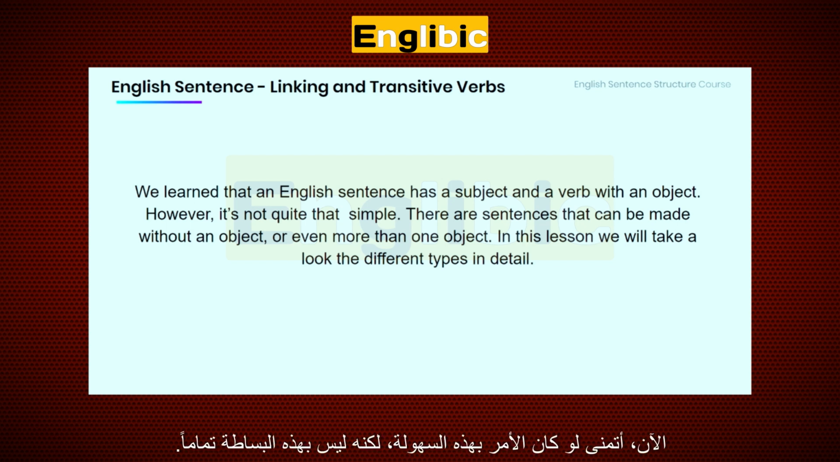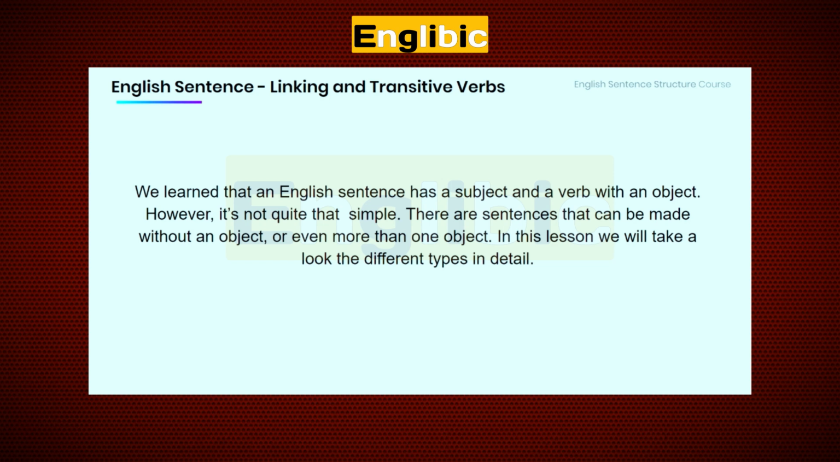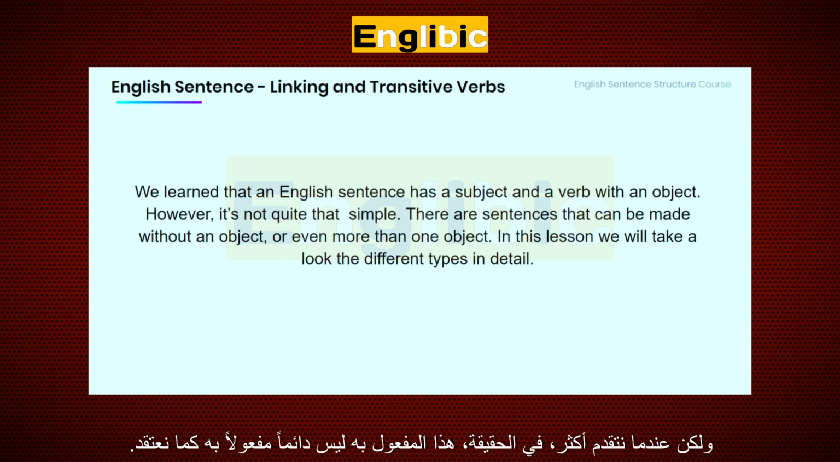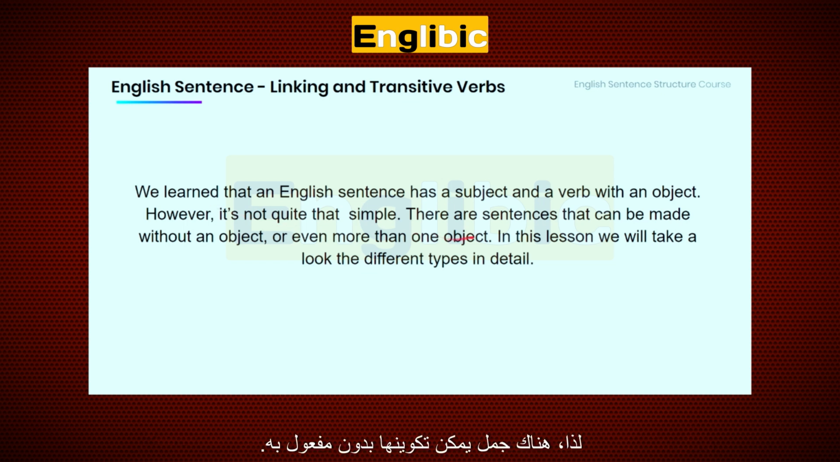Now, I wish it was that easy, but it's not quite that simple, okay? In the beginning of this course, I told you subject, verb, object, just to introduce to you the main way that we form sentences. But when we get more advanced, really that object isn't always an object like we think it is. So there are sentences that can be made without an object, okay?